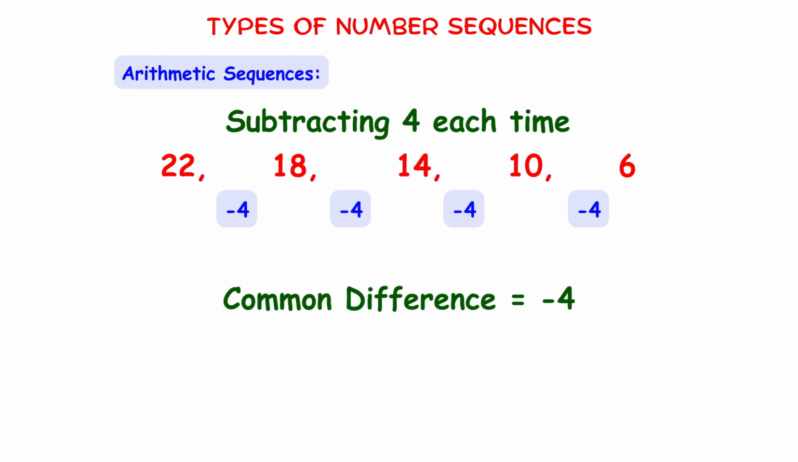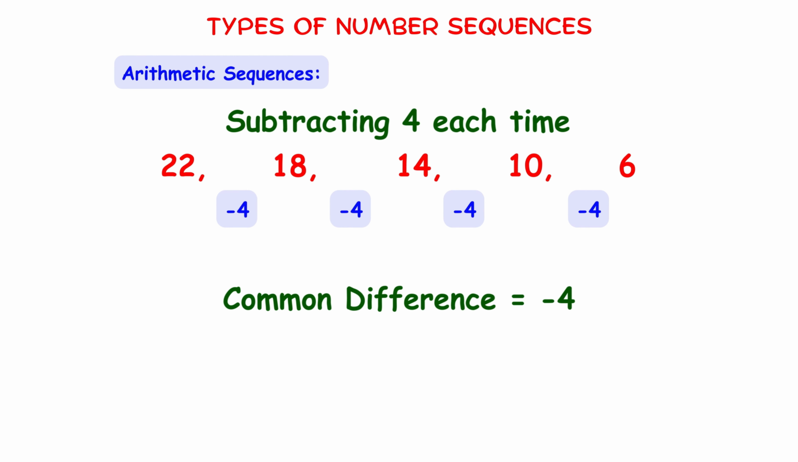Sequences like these two where we're adding or subtracting a certain amount each time are called arithmetic sequences and are generally pretty easy to spot because they increase or decrease by exactly the same amount each time. The amount that they change by is called the common difference.